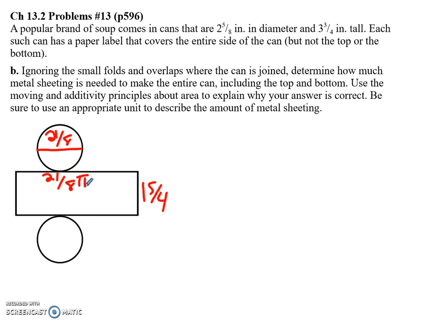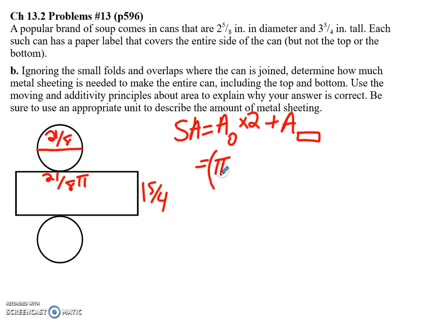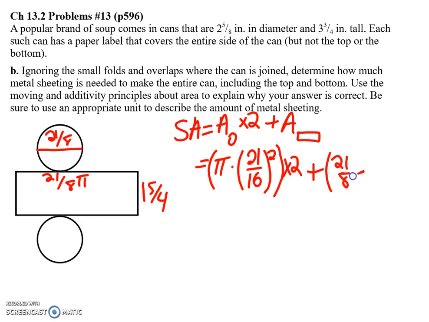So I think about, how do I find the surface area? Surface area is going to equal the area of the circle, and I'm going to multiply that by 2 because there's two circles, plus the area of the rectangle. Well, the area of the circle is pi times the radius squared. My radius is half of the 21/8, which would be 21/16 squared. And I'm going to multiply that by 2 for the two circles. And the area of that rectangle would be the 21/8 pi times the 15/4.